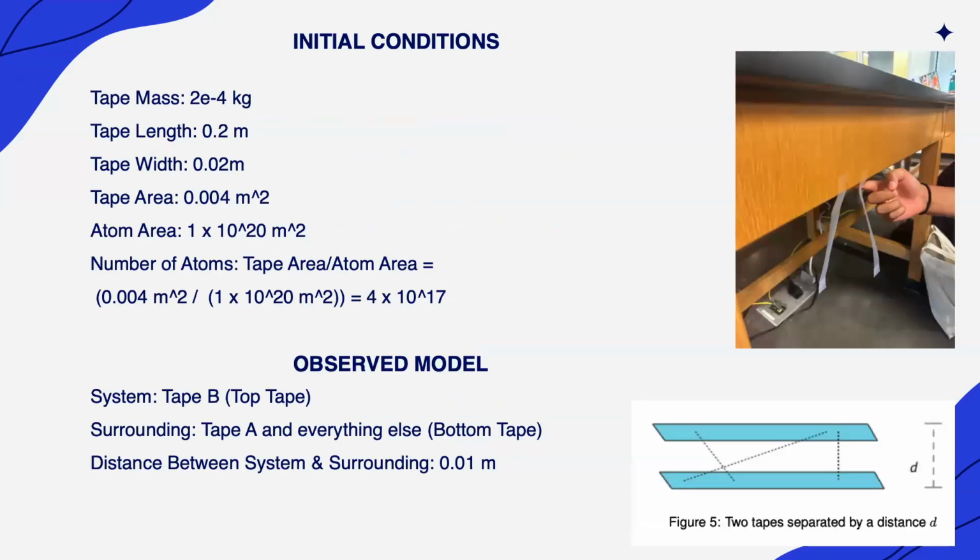Initial conditions: the tape mass was 2 times 10 to the power negative 4 kilograms. The tape length was 0.2 meters. The tape width was 0.02 meters. The tape area was 0.004 meters squared. The atom area was 1 times 10 to the power of negative 20 meters squared. And the number of atoms resulted in 4 times 10 to the power of 17. In this model, tape B was my system, and then tape A and everything else was the surroundings. The distance between that system and surroundings was found to be 0.01 meters.